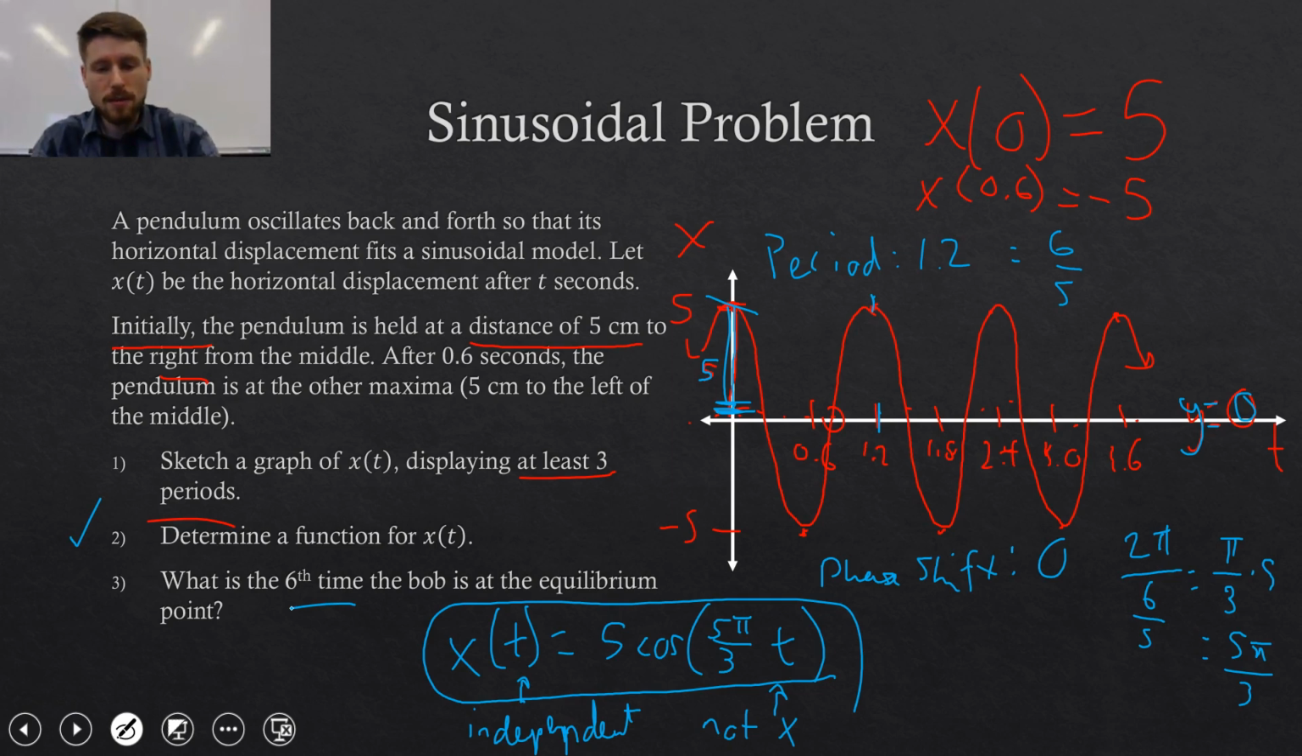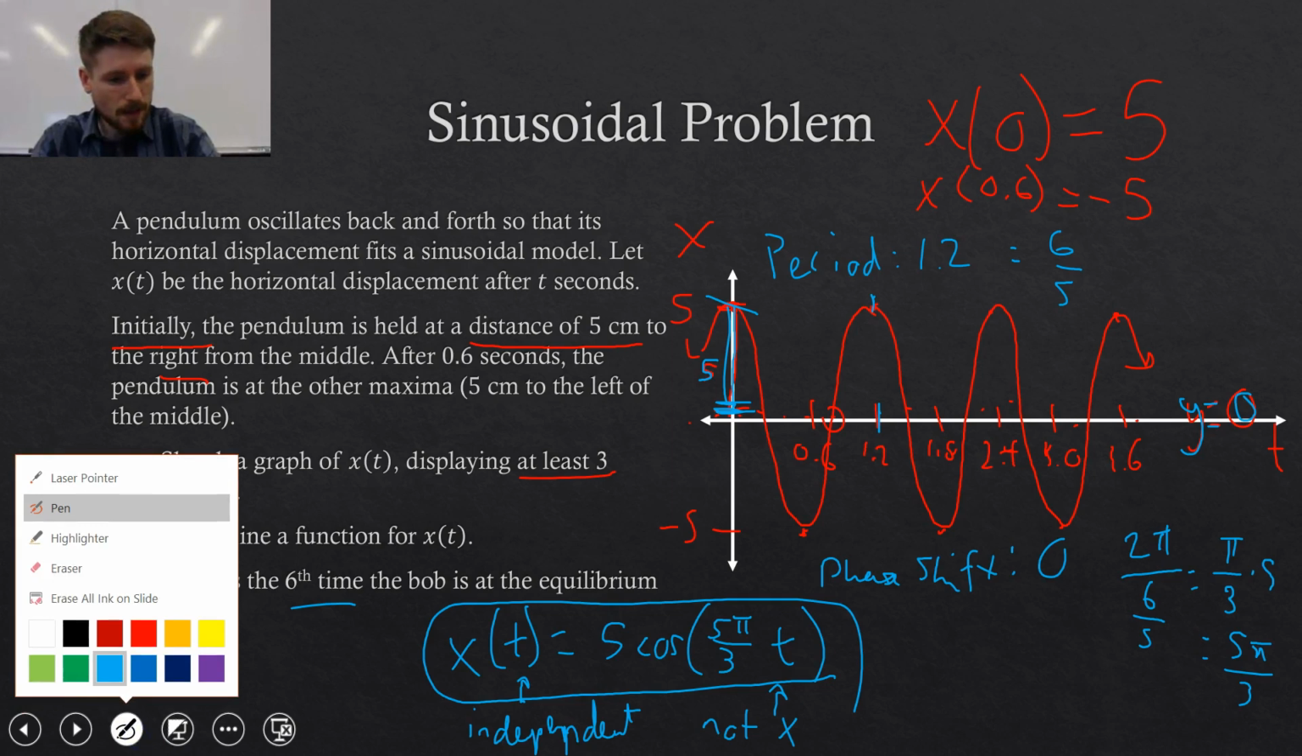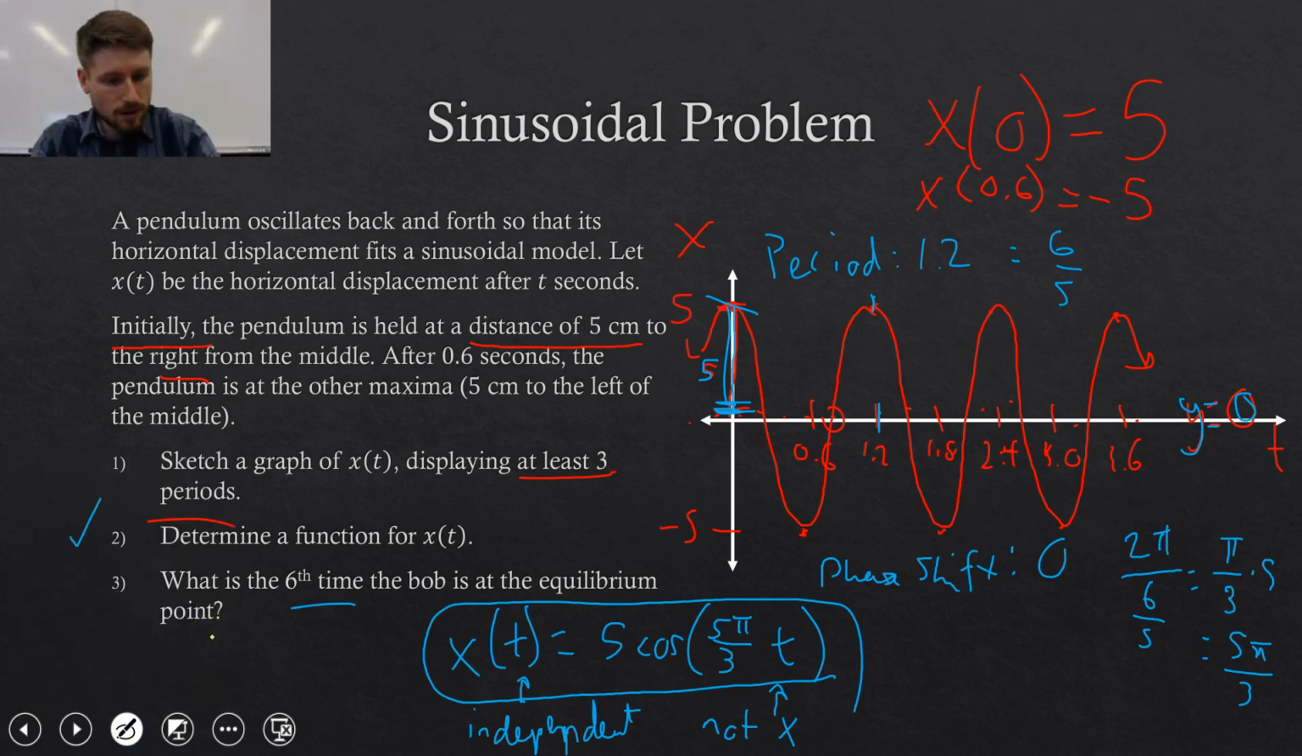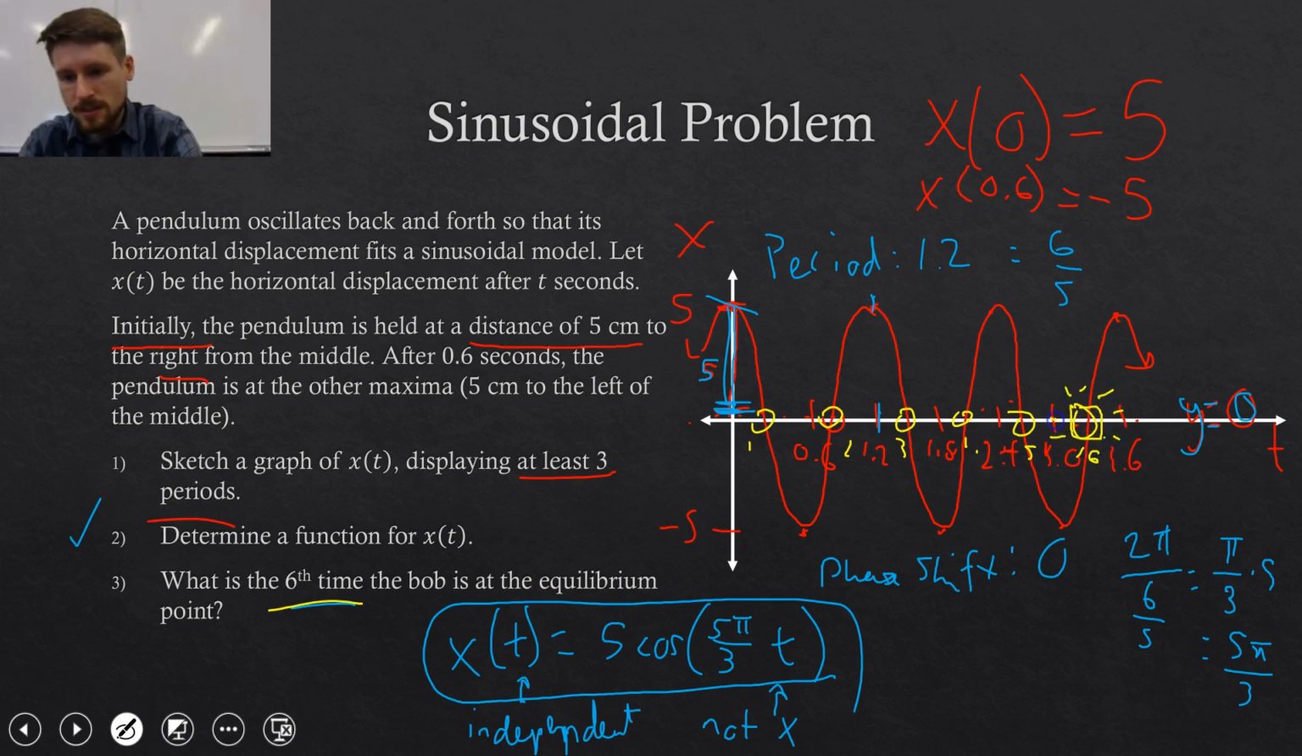Equilibrium points, I'm going to circle them in, let's use yellow. So for this question, the 6th time the bob is at an equilibrium point, we have an equilibrium point occurring here, here, here, here, here, here, and so forth. You keep going. So this is the 1st time, this is the 2nd time, this is the 3rd, fourth, fifth, and so this is the one of interest. That's the sixth time that it's at the equilibrium point, which is in the middle when x is 0.